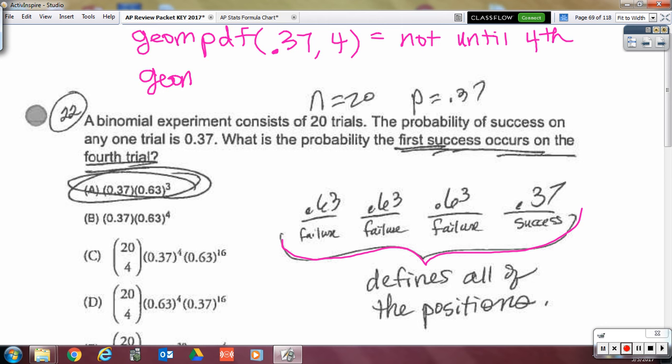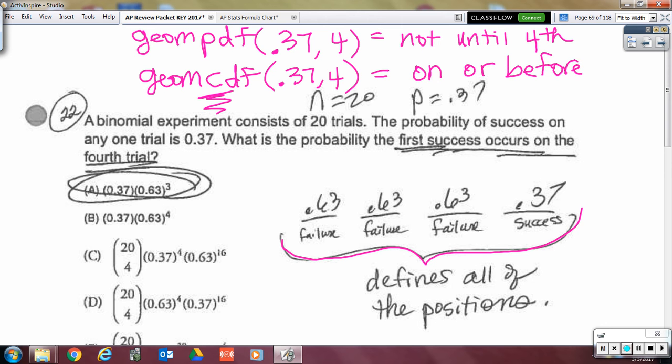Now let's talk geometric CDF, if you're ready for it. If not, ignore it. If you wanted to know what that thing in your calculator with the geometric CDF is, this would mean they would be saying, what's the probability you get a success on or before the fourth trial? Do you see that? You're going to accumulate successes on the first trial, plus on the second trial, plus on the third trial, plus on the fourth trial. So I'm accumulating my successes on or before the fourth trial.